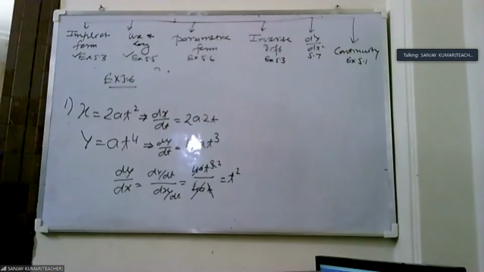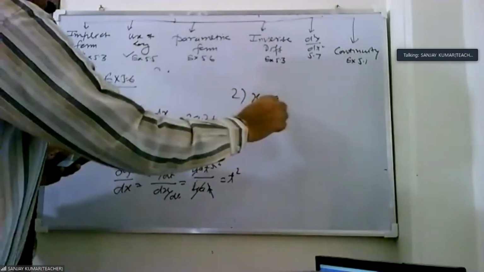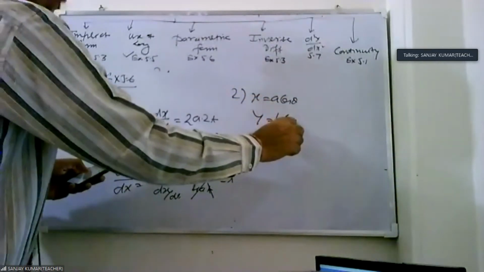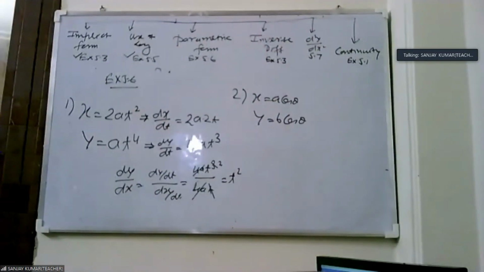This is the second question of your exercise. Today we will only do NCERT. The second question is x equals a cos theta, y equals b cos theta. Both are cos theta. Then he says find dy by dx. Here theta is the parameter. Now only the one I call on will reply. Okay, you start your question.